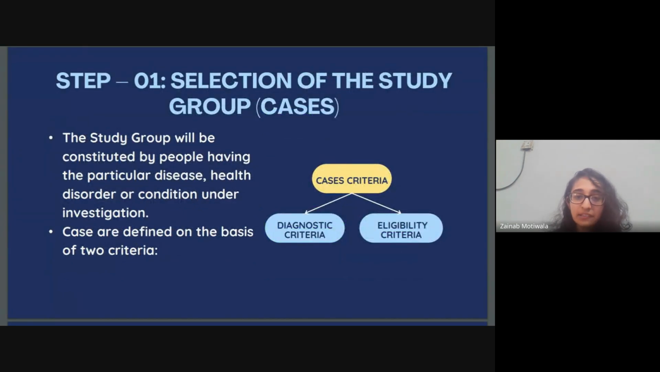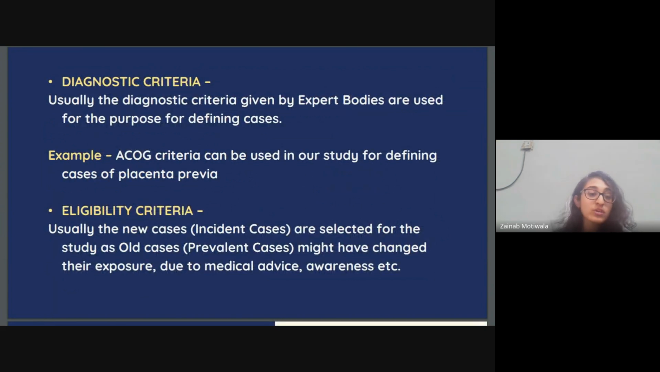In this case, the selection of the study group would be based on diagnostic criteria and eligibility criteria. In the example that we're currently talking about, smoking leading to placenta previa development, for placenta previa we will be using the ACOG criteria as the defining criteria for the cases of placenta previa.